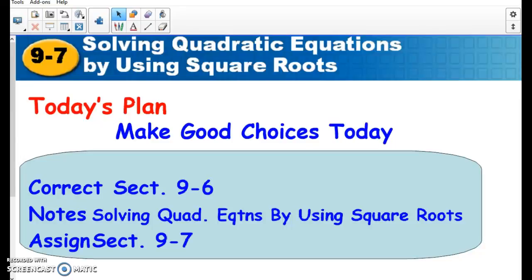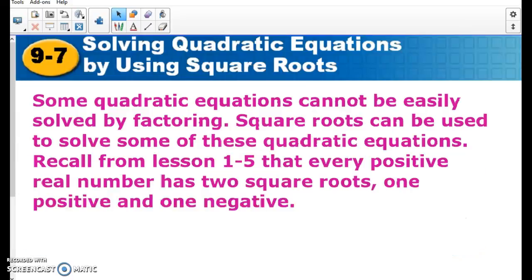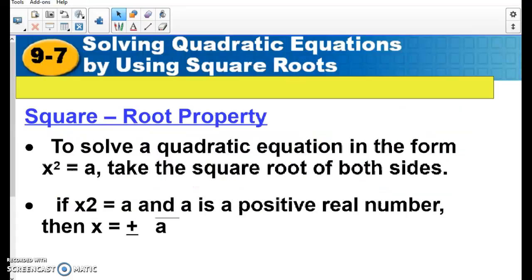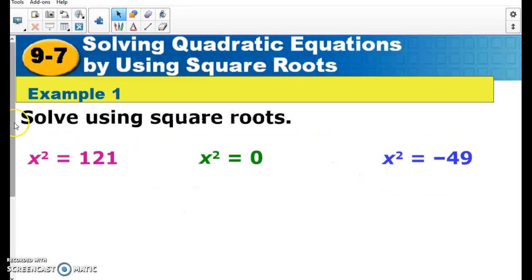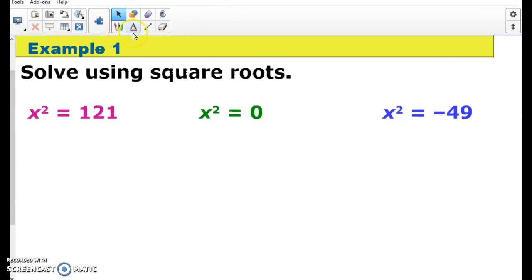So remember, the last 3 lessons have all been about the same thing. We're solving quadratics, either by graphing, setting them equal to 0 and then factoring them, or we can just solve them like a normal problem and then end up taking the square root of it. So if I have problems like this, I'm really just taking the square root of both sides.